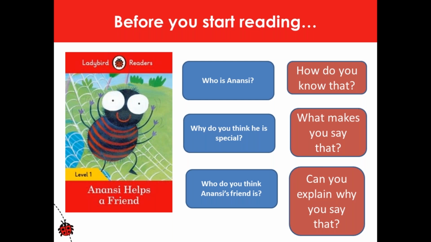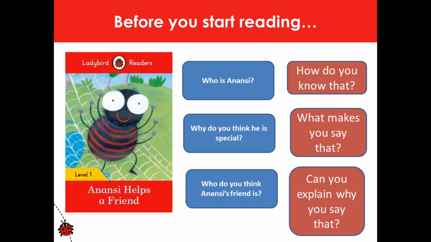So the book is Anansi Helps a Friend. As we've discussed, one of the things before we even start reading is potentially to think about the title and the cover. So one of the things might be to ask the children who they think Anansi is. They might then pick out that he is the spider on the front of the cover. So maybe you then ask some questions about the spider, whether you wanted to teach colours. So it might be, what colour is he? He's obviously got red stripes and a black body.